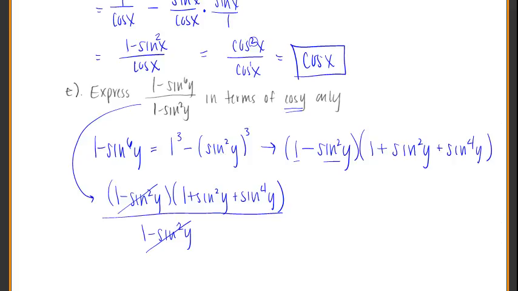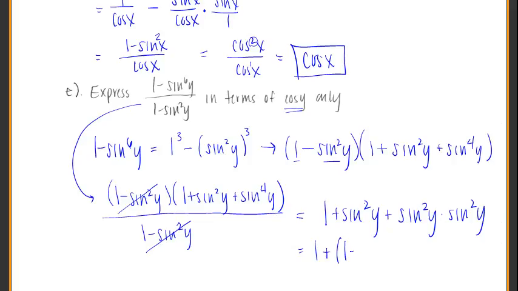Alright, so finishing this up with those 2 taken away, we'll give you 1 plus sine squared y plus, and then right here instead of sine to the 4th, I'm going to write it as sine squared y times sine squared y, because I can replace each of the sine squared y's with 1 minus cosine squared y.